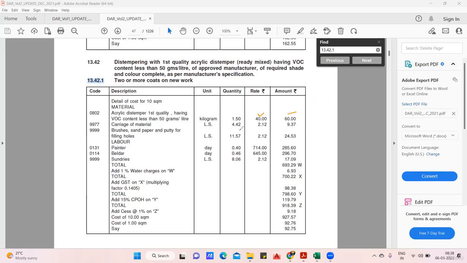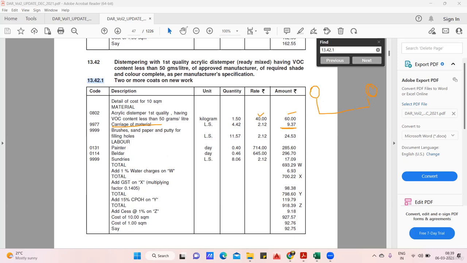Now carriage of material. Once you fix that you're going to bring the distemper from a particular shop, and this is the place where the site is going to be, ask him what will be the transportation cost for that. Based on that, you can put the carriage of material charges here. Okay, fine. Next is brushes, sandpaper, and putty for filling holes.